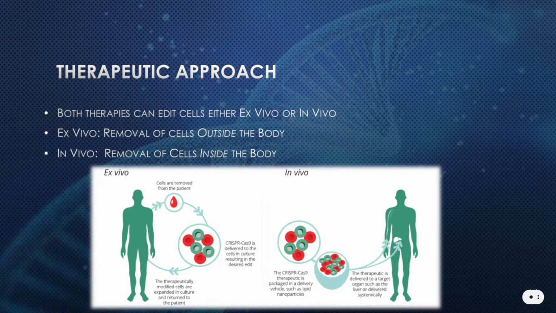For in vivo, the CRISPR-Cas9 components are packaged in a delivery vehicle such as lipid nanoparticles that safely and effectively deliver nucleic acids, overcoming a major barrier preventing the development and use of genetic medicines. Then the therapeutic is delivered systemically to a target organ such as the liver.